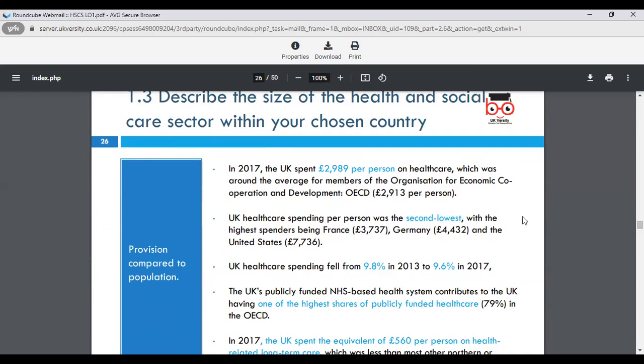Okay, so we were talking about the sizes of the health and social care sector within the chosen country of your choice. So provision compared to population. Now, we were talking about the GDP, that it's a big concern that the GDP is not that high compared to how much is required for the spending on healthcare. So there are some economically developing countries that have a very low GDP. However, they have to spend a lot on health. So if you're spending on health, that's okay, that's good.